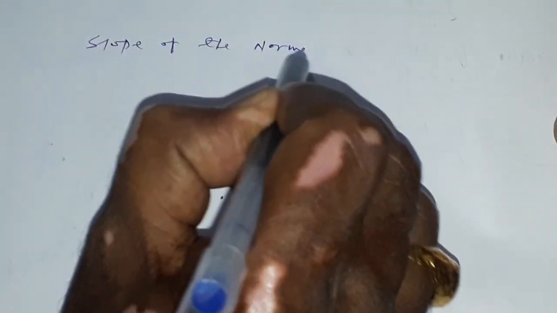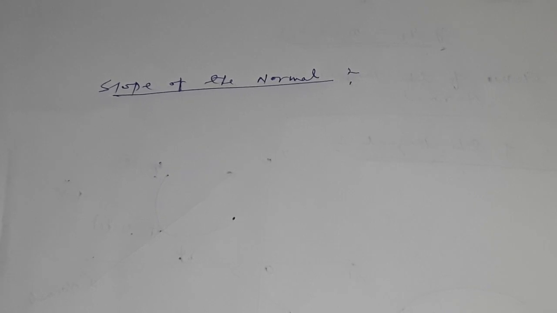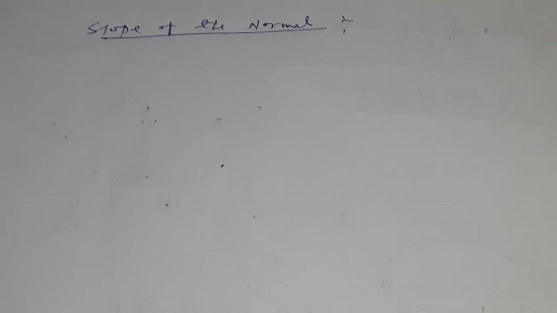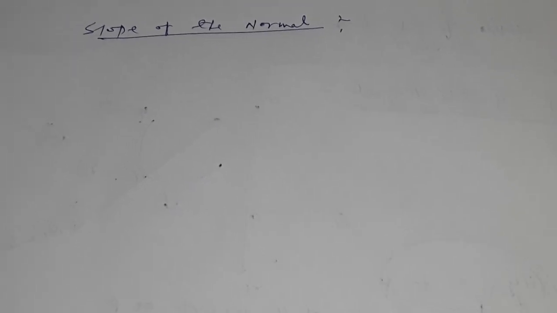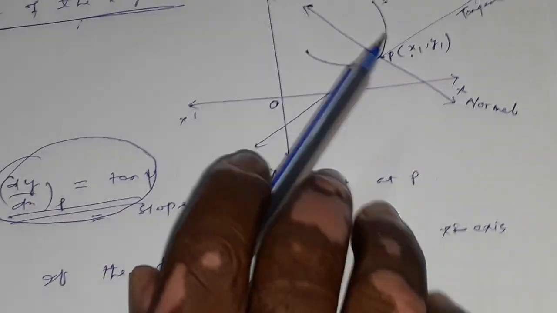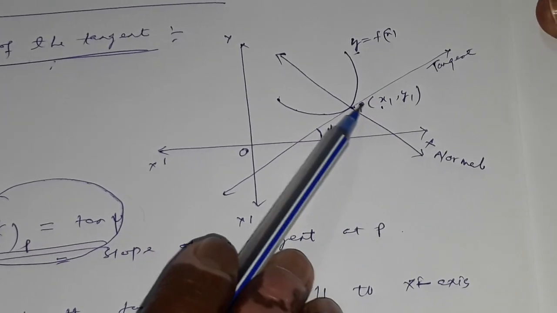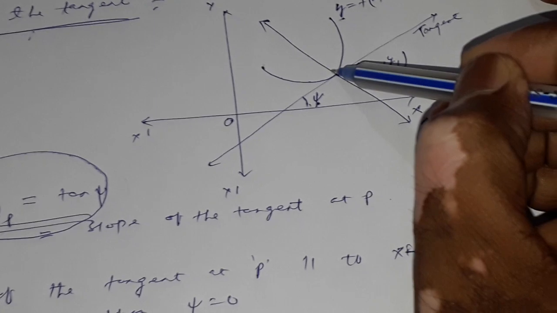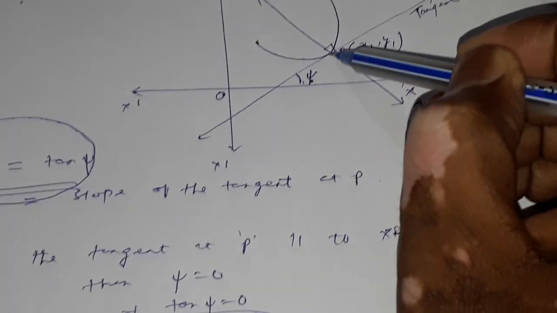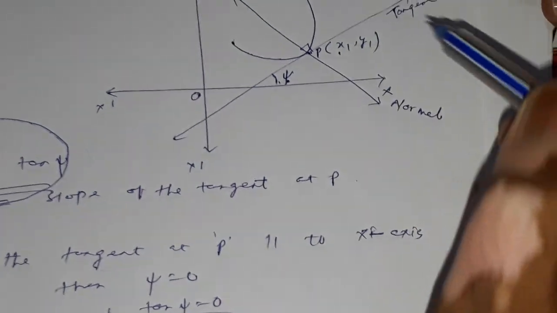Now, slope of the normal. The normal to a curve at P(x1, y1) is a line perpendicular to the tangent at P and passing through P.